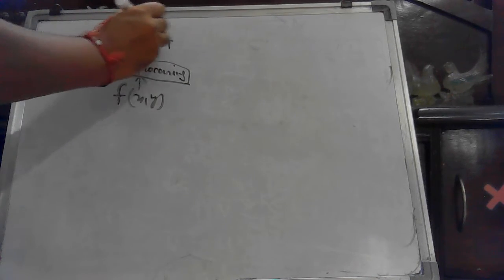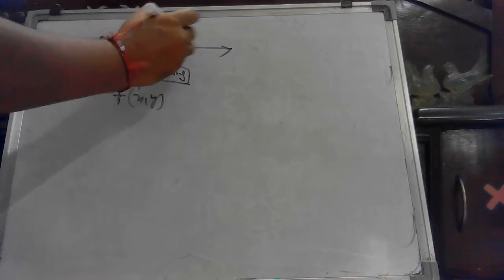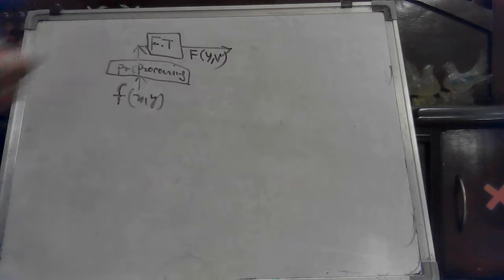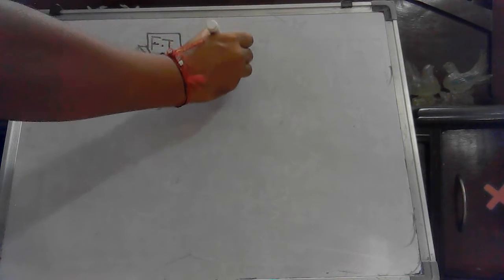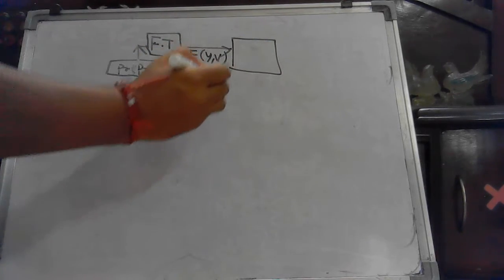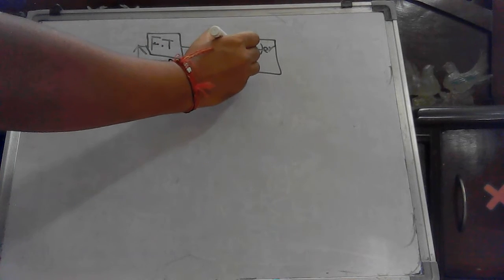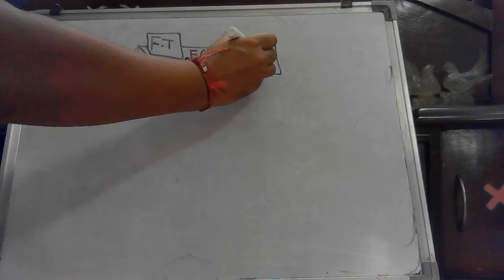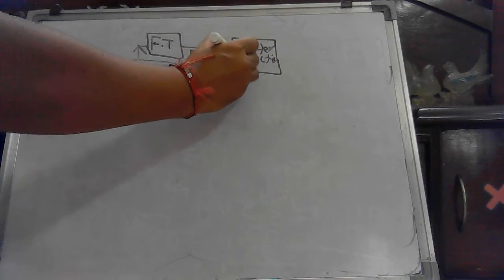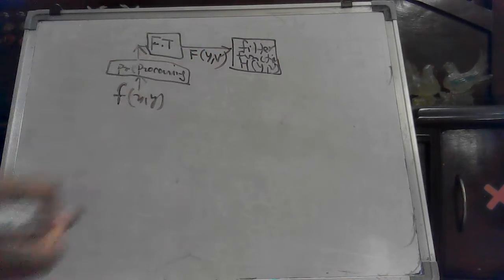Now after the Fourier transform, what will you get? If you remember, I just told you, your signal f of x y will be converted into F of u v. Now to this F of u v, the Fourier transform signal, you will apply some kind of filter function or mask. The filter function will be represented as, let's say, H of u v.